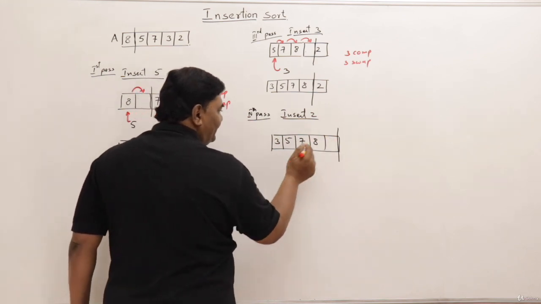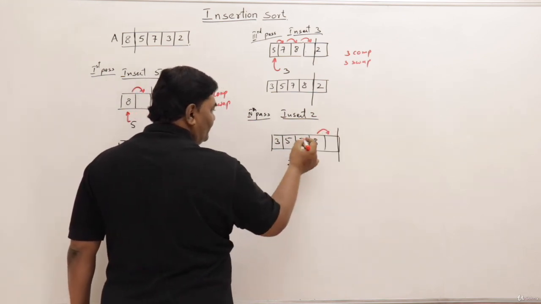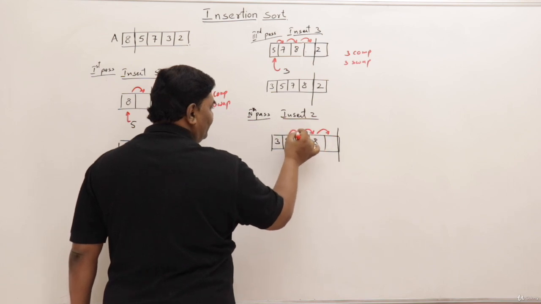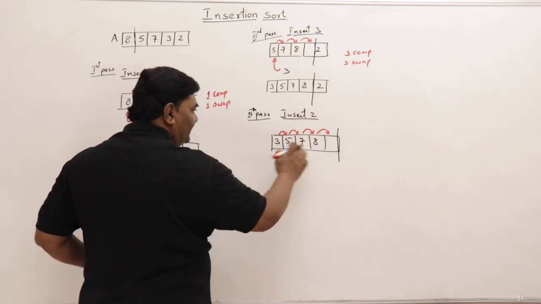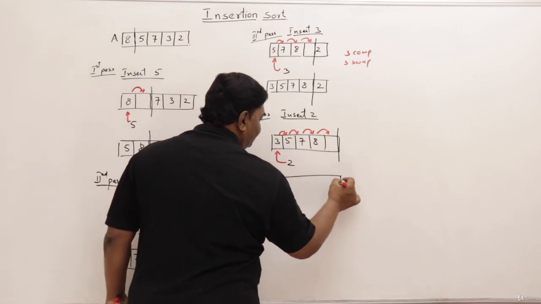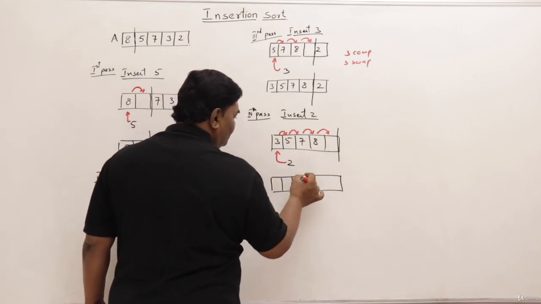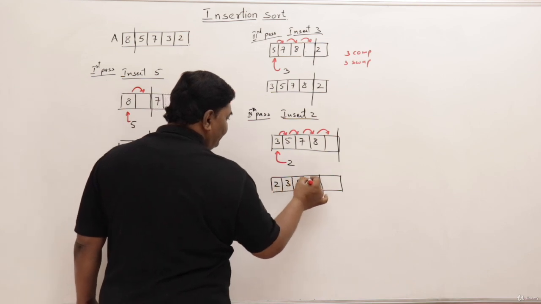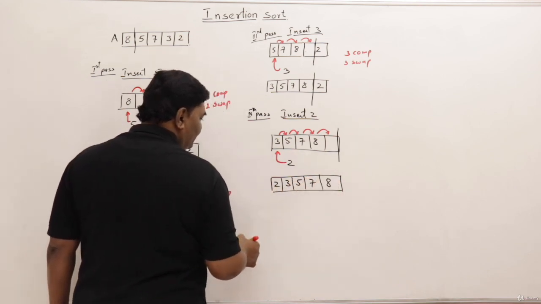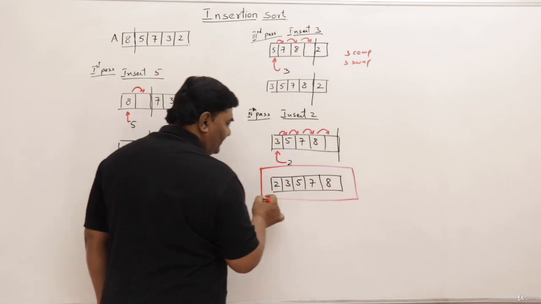Now start comparing and shifting the elements. 8 is greater than 2, it will shift 7 also and 5 also and 3 also. Then 2 will come at this place. After shifting and copying the elements, the final array looks like this: 2, 3, 5, 7, 8. So that's it. This is sorted. We got a sorted array.